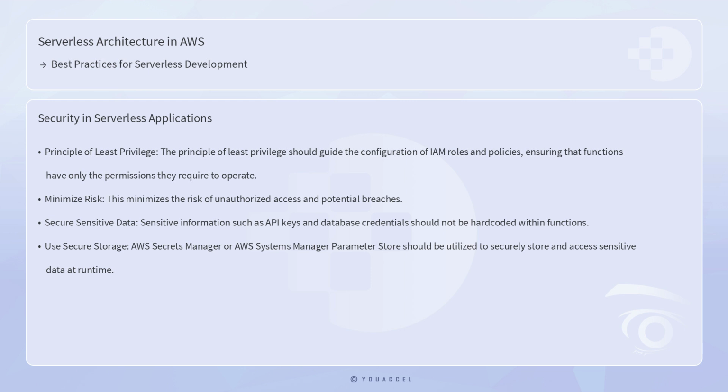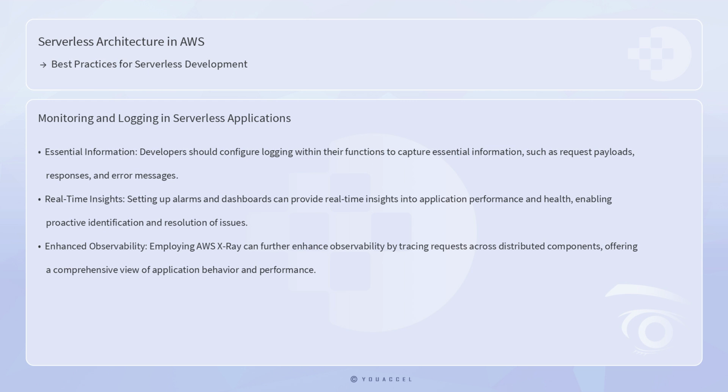Monitoring and logging are indispensable for maintaining and troubleshooting serverless applications. AWS CloudWatch provides robust capabilities for collecting and analyzing logs and metrics. Developers should configure logging within their functions to capture essential information such as request payloads, responses, and error messages. Additionally, setting up alarms and dashboards can provide real-time insights into application performance and health, enabling proactive identification and resolution of issues. Employing AWS X-Ray can further enhance observability by tracing requests across distributed components, offering a comprehensive view of application behavior and performance.